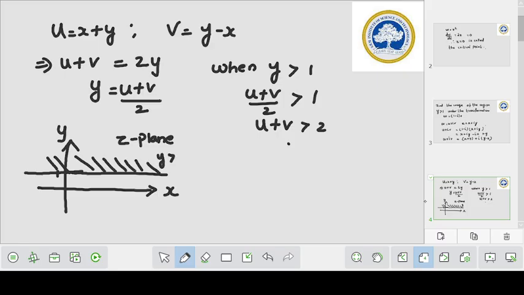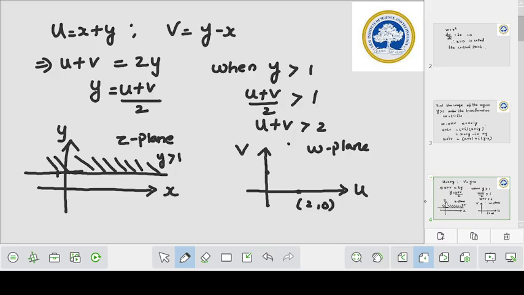So this is the region y greater than 1. Now we are going to find the image in the w plane, and the w plane consists of u and v. So u plus v is greater than 2. Here, the line cuts at the points (2, 0) and (0, 2). Now you join these 2 points. So this is the region where u plus v is greater than 2.